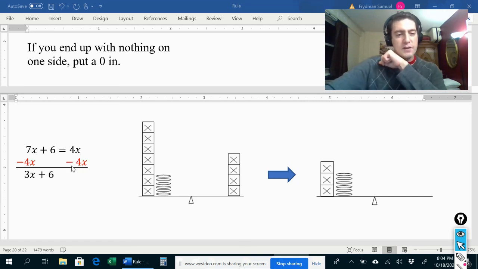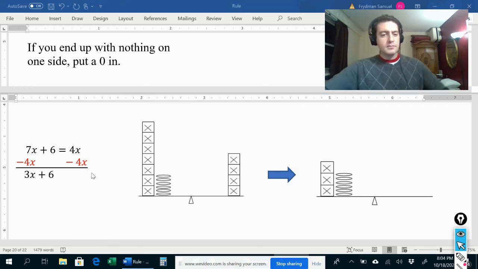What if I subtract 4x from both sides? So I take 4 x boxes away from here, and I take 4 x boxes away from here. Then on the left side, I'm left with 3 x boxes and 6 stones. And on the right side, if I had 4 x boxes to begin with, and I take 4 x boxes away, then I have nothing on the right side.